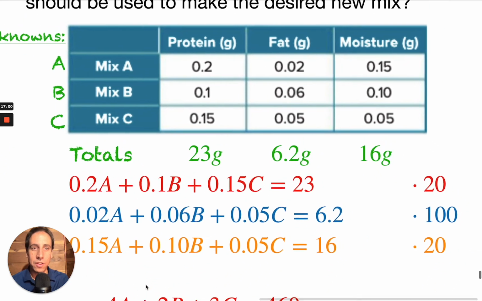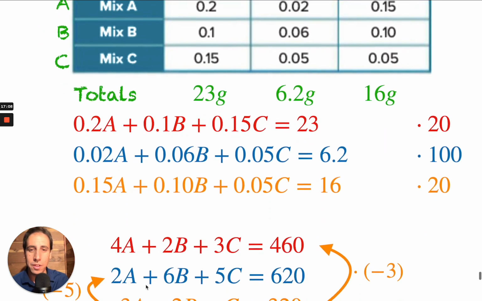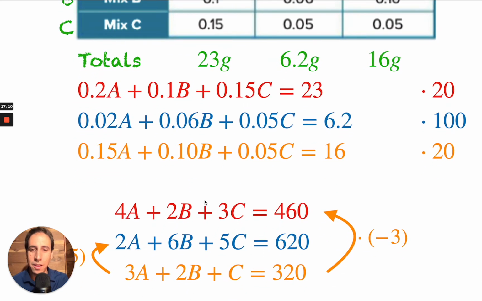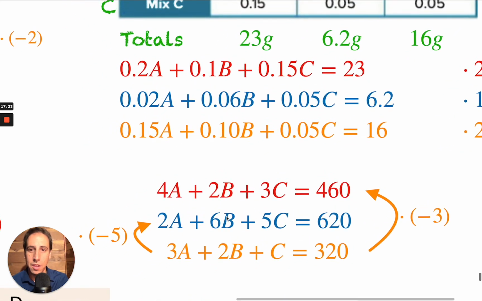So if you back it off a little bit and find the smallest number that will get rid of the decimals, then that helps a lot. Because you can see now these equations here are way simpler to deal with. Had we multiplied this by 100, this would be 20a, 10b, and 15c. It's just easier to deal with smaller numbers.